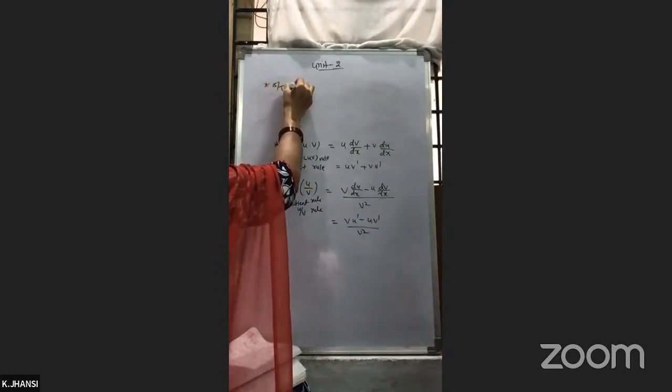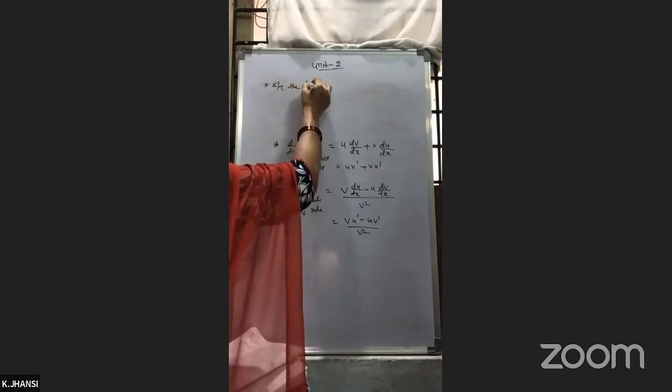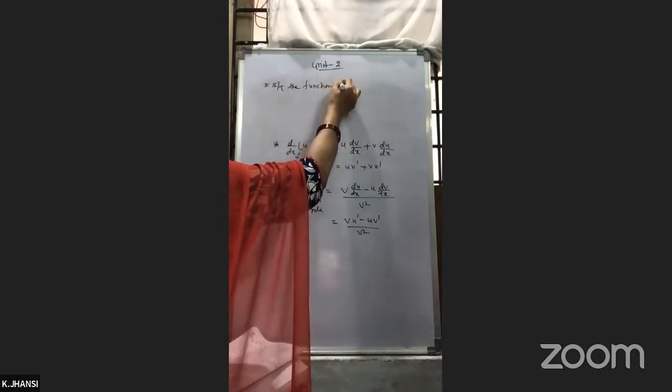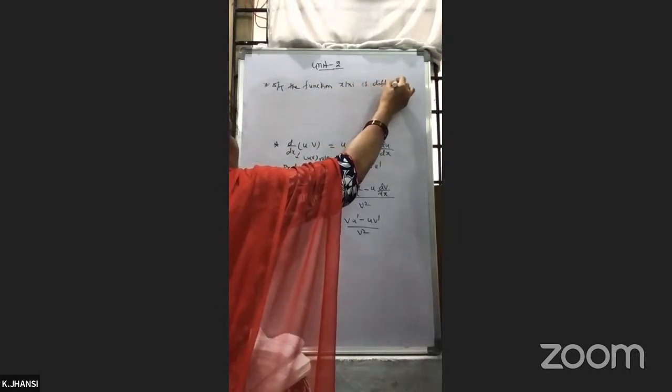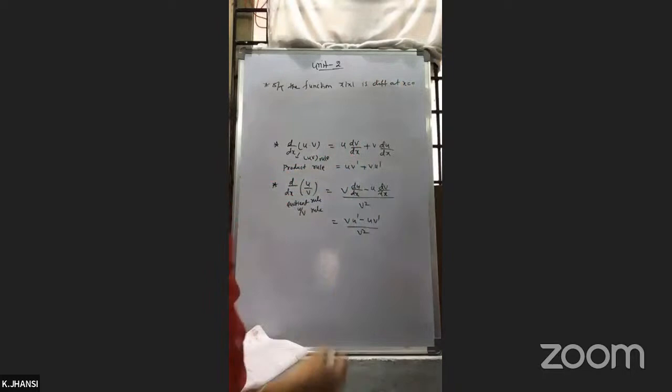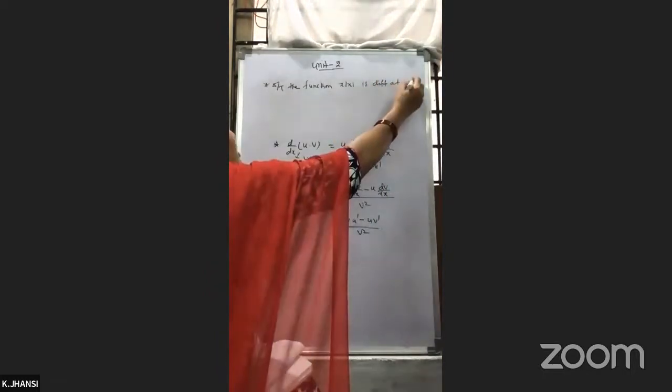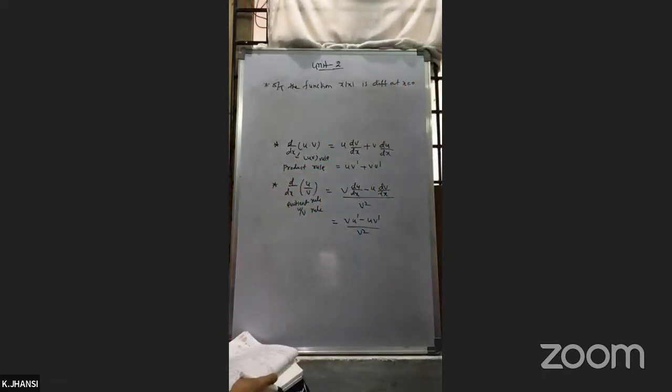Show that the function x into mod x is differentiable at x equals to 0. It is given in the question itself that it is differentiable. Differentiable means whatever the RHD and LHD values, you should get the same one.